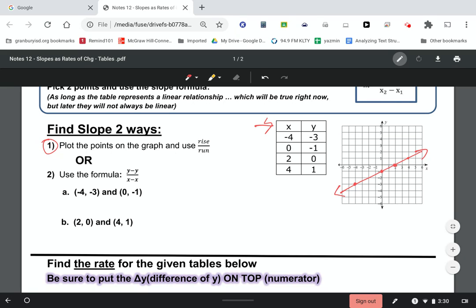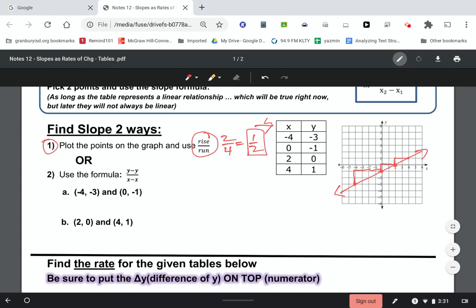And we're going to use rise over run. So a couple things. You can actually go up 2 over 1, 2, 3, 4. Or you can go up 1 over 2, up 1 over 2. 2 over 4 reduces to 1/2.